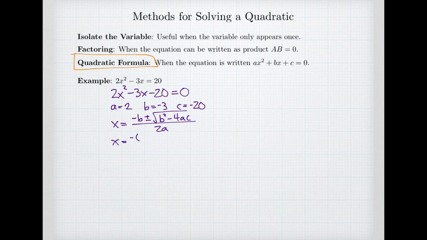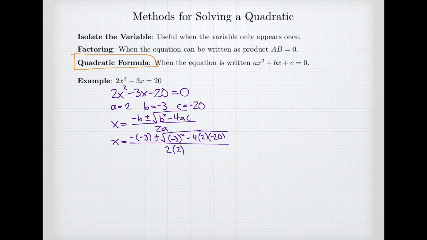I get x equals negative b, negative of negative 3, plus or minus the square root of negative 3 squared. And I suggest you do use parentheses around that negative 3, especially if you use a calculator. If you wrote negative 3 squared, it'll actually square the 3, not the negative 3. So minus 4 times a times c, and then all over 2a, 2 times 2.